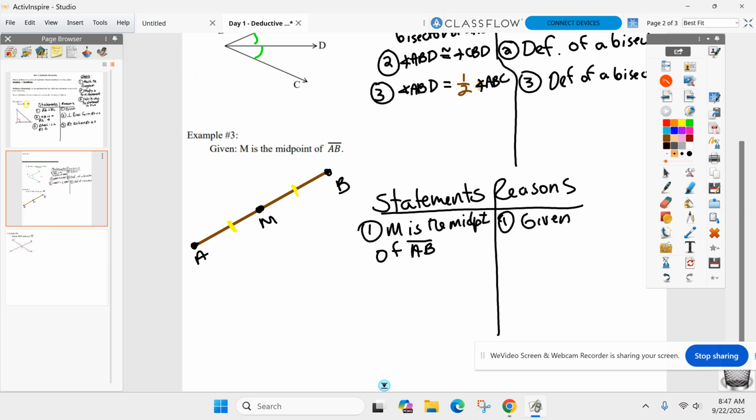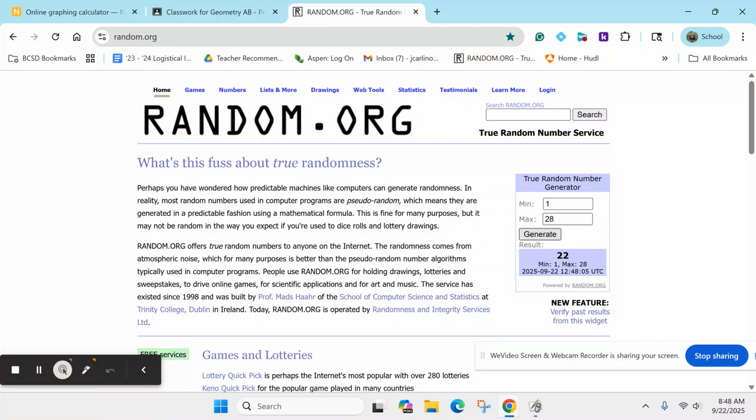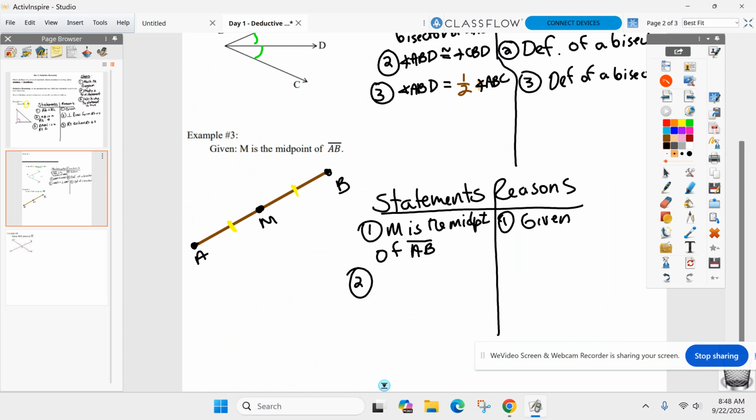And now let's start getting in the habit. Step 2 is usually what you just marked on your diagram, but in symbols. All right, what did we just mark on the diagram so I can write it in? Cadence, what did we just mark on the diagram? Line AB, or AM is equal to, or is congruent to, line MB. Good.